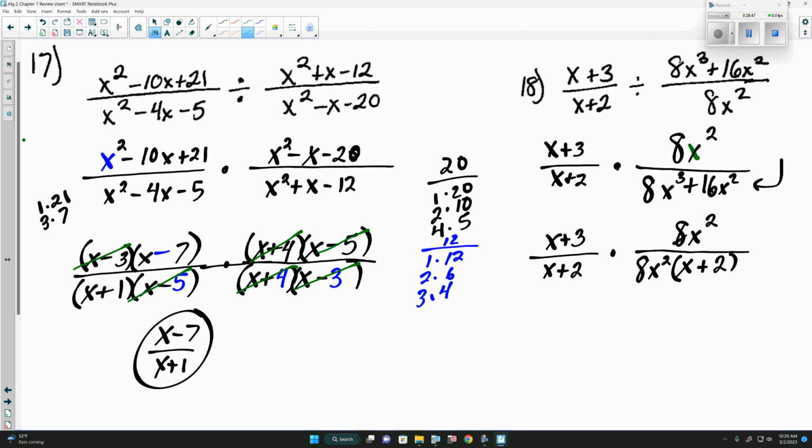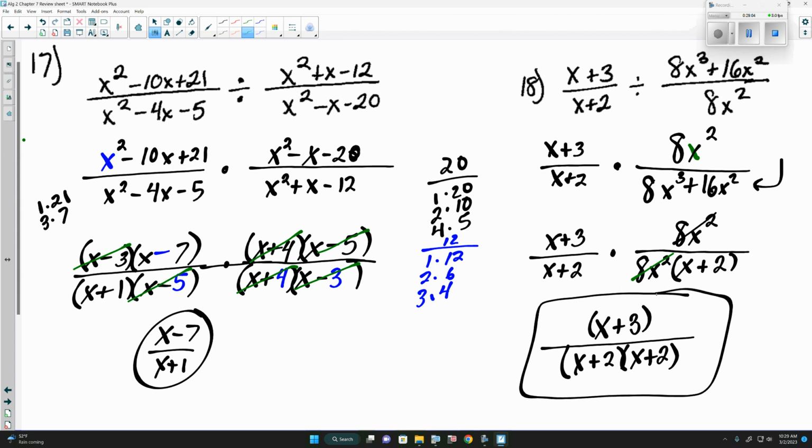Well, 8x squared over 8x squared will simplify, yes? And if we multiply it together, we have x plus 3 over x plus 2 times x plus 2. Now the answer key does have this wrong. This should be the correct answer, because the answer key just has x plus 3.